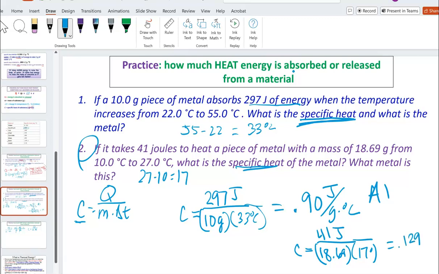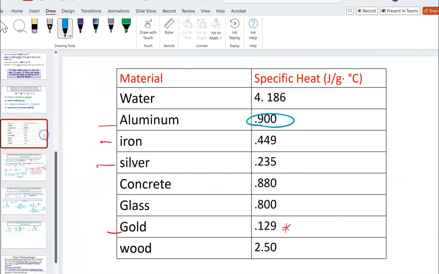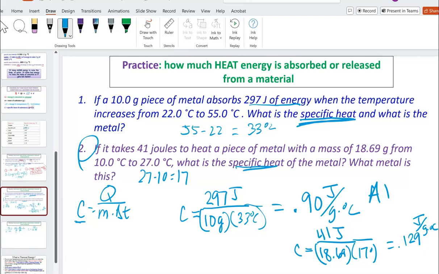0.129. I'm going to put all these units together, joules per grams times degrees Celsius. I'm going to go back to my chart, and 0.129. So my metal in this case is gold.